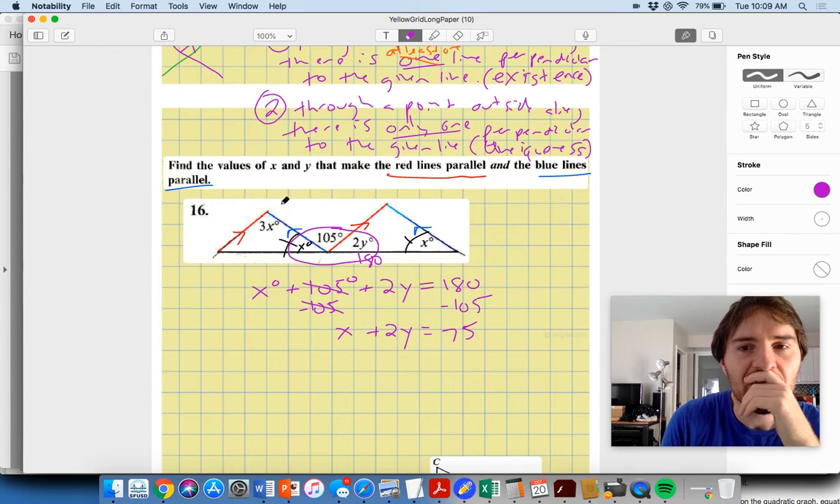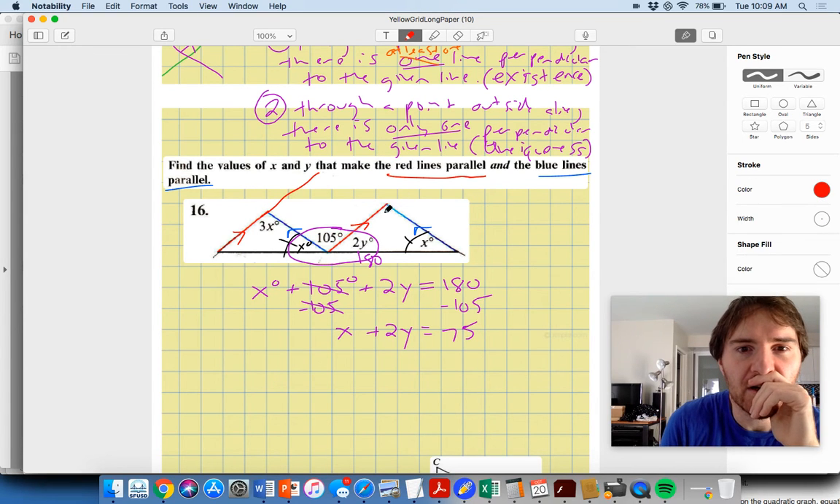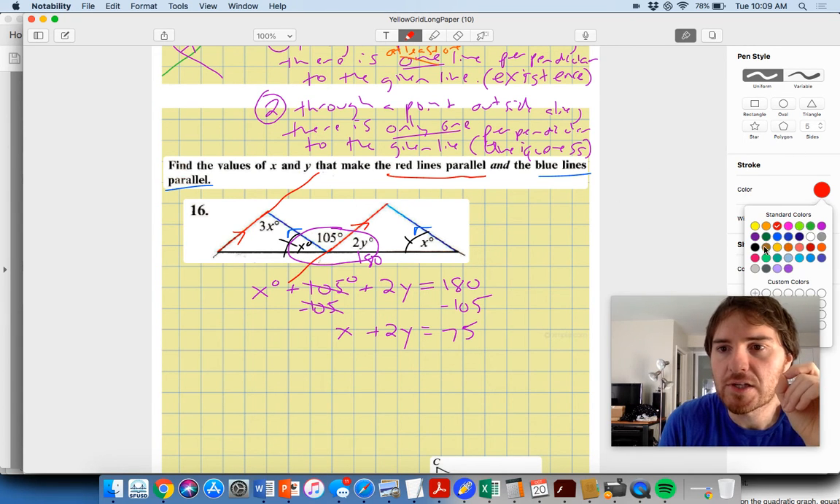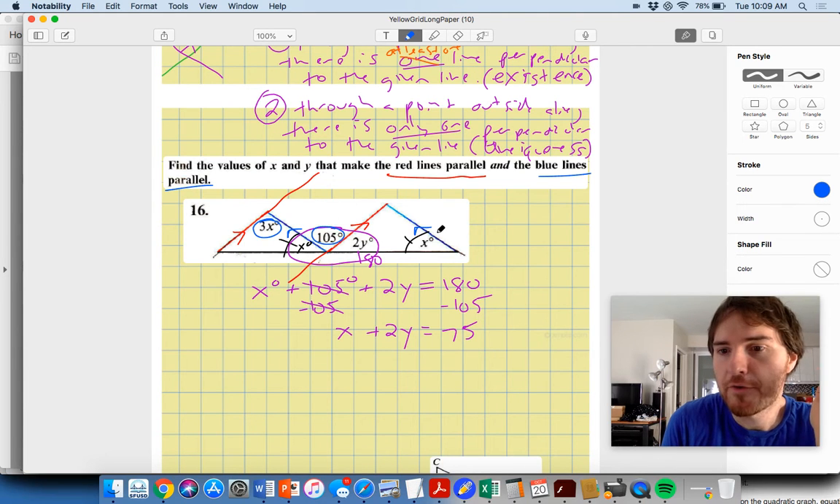So anyways, what do we got here? All right, red. Well, maybe we'll extend the red lines. Maybe we'll see it a little bit more. We can extend the red here. What do you guys see? Okay, so this is a transversal. I think I see it right here. Check it out. 3x and 105 degrees. Look at that.